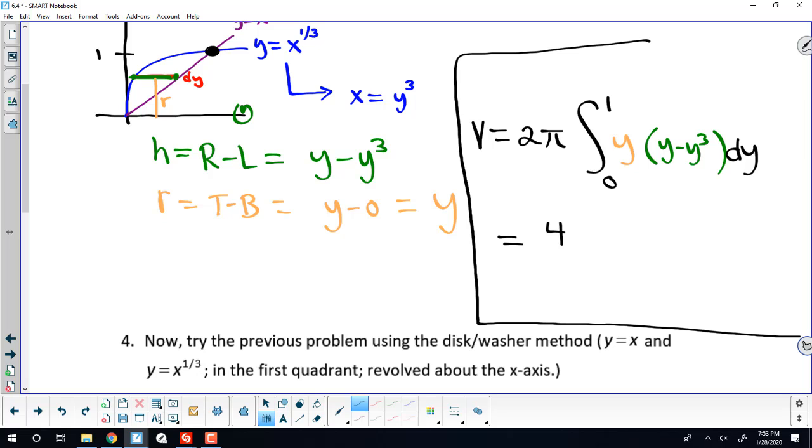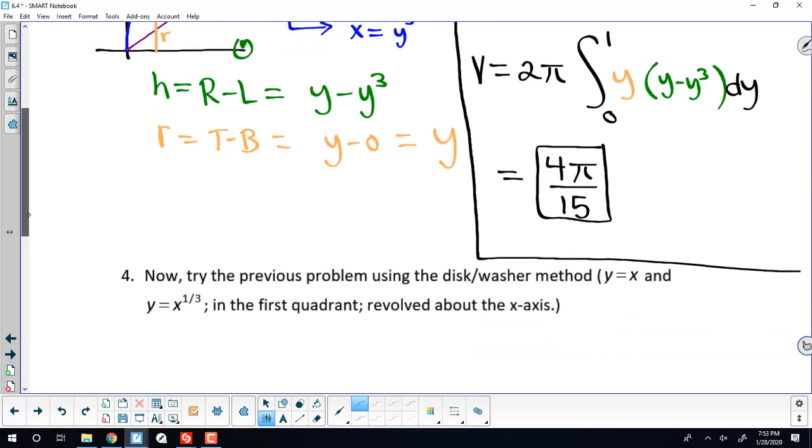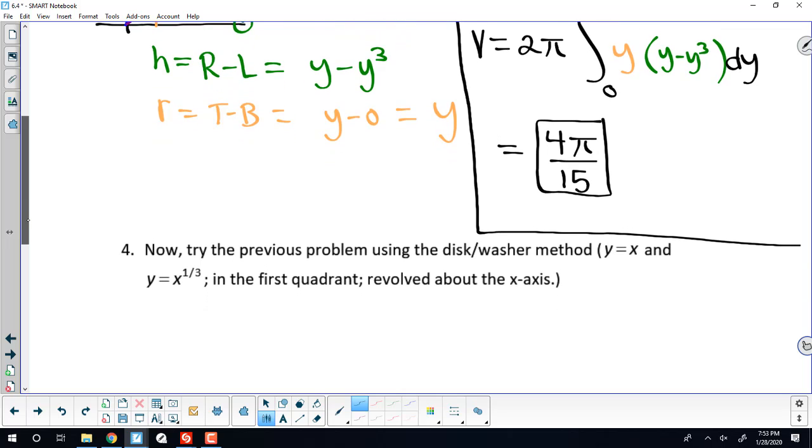Okay, so this is our volume. And that's 4 pi over 15. Again, just power rule involved here, that's it. Any questions on that? So now I want you to try this exact same thing, but we're gonna revolve around the x-axis, using the disc or washer method, depending on which one it is.